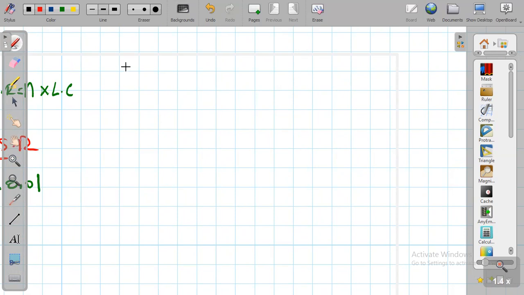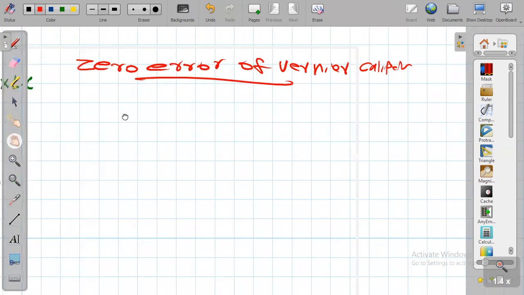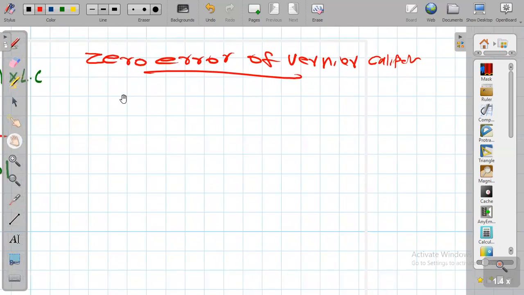Now write zero error of vernier caliper. Get this into your head in one go, because this is extremely important, right? The same principle will be applied in the micrometer and the other one called what? Spirometer, and all the future lessons.